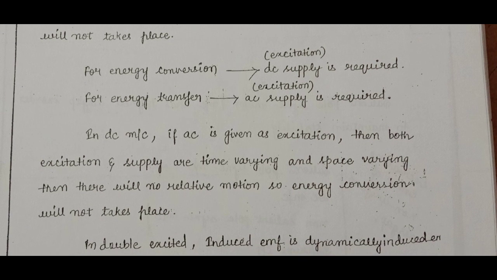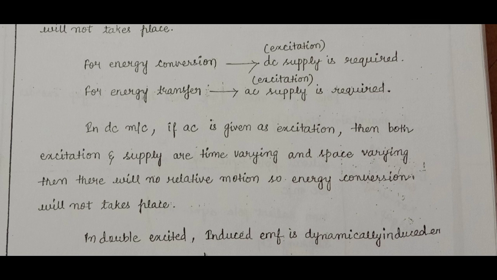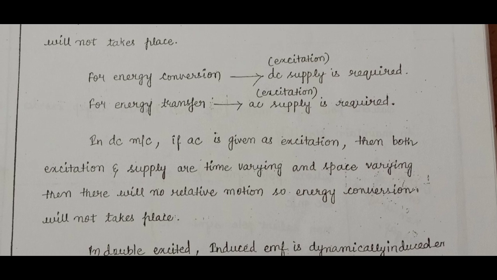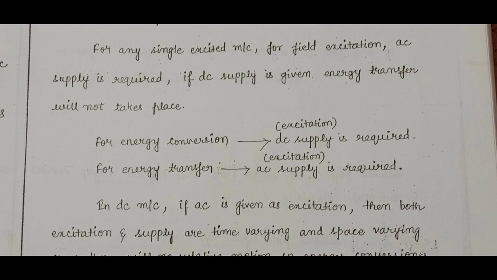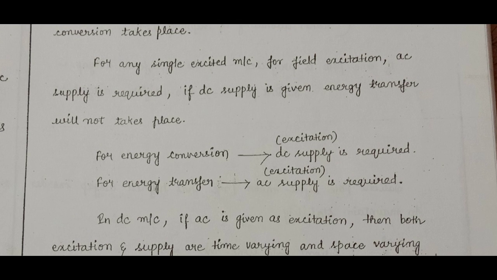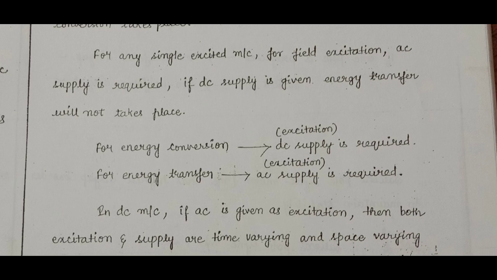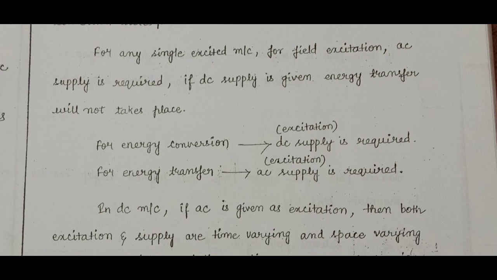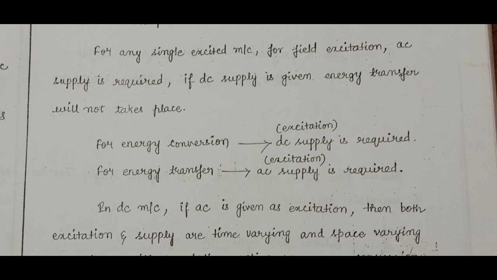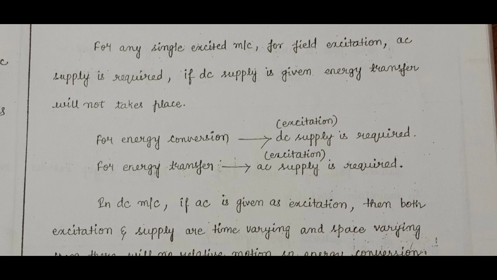For energy conversion, DC excitation supply is required. For energy transformation, AC excitation supply is required. So for a singly excited machine, field excitation is AC. For a doubly excited machine, field excitation is DC. So in DC, energy conversion takes place, but in AC, energy transformation.